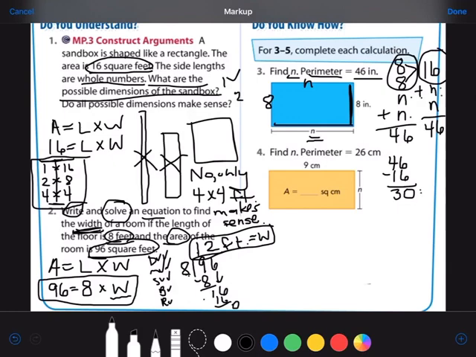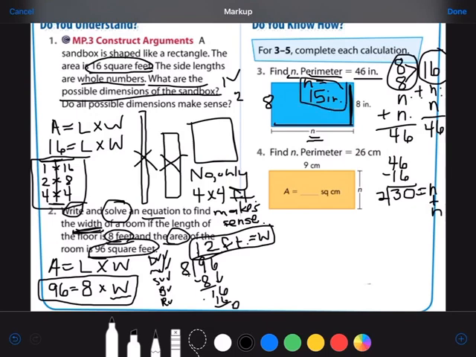So 30 equals n plus n. Well, I only need to know one n, not two n's. So if I divide this 30 in half, 30 divided by 2, n is going to give me 15 inches. N equals 15 inches.